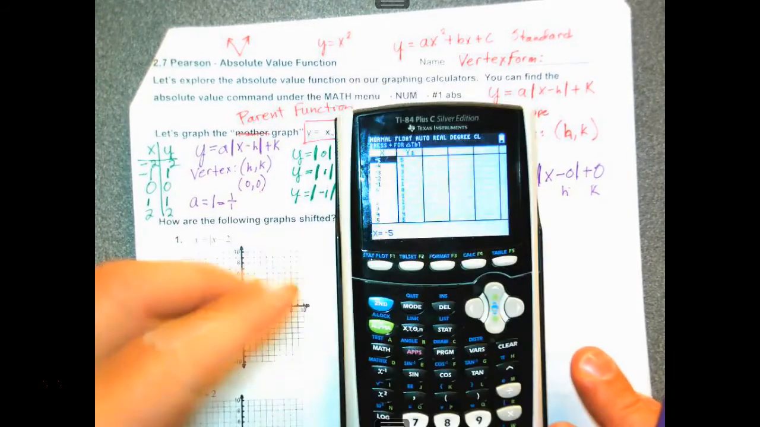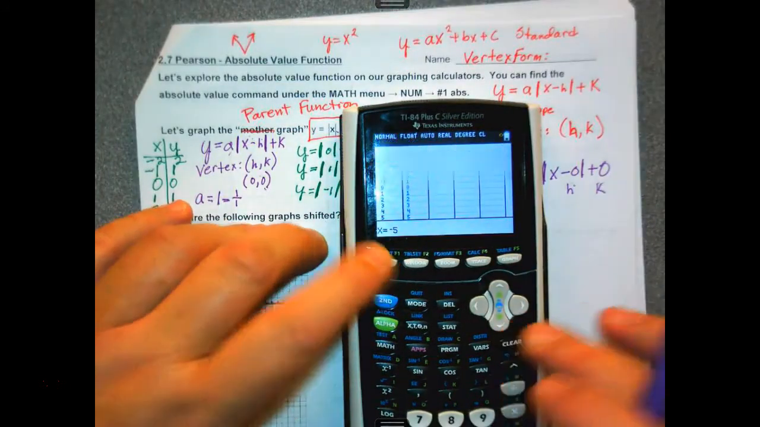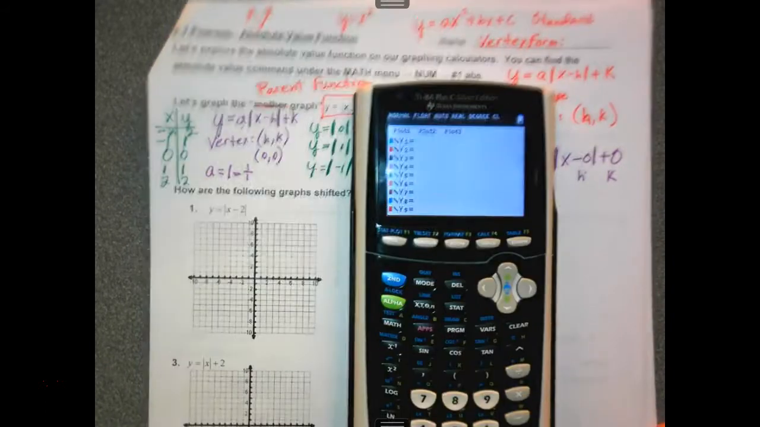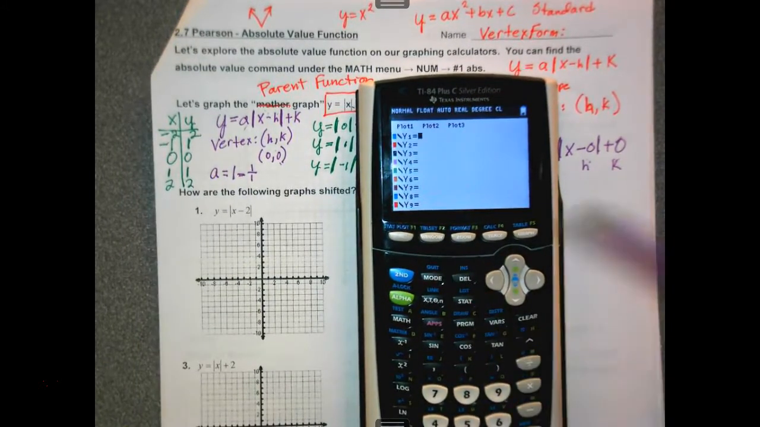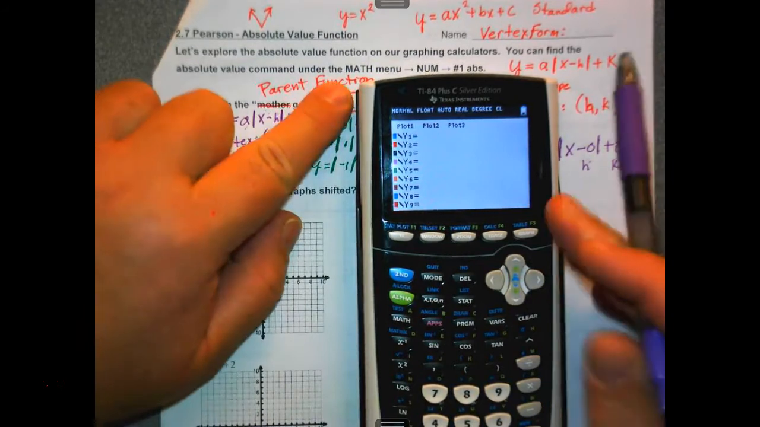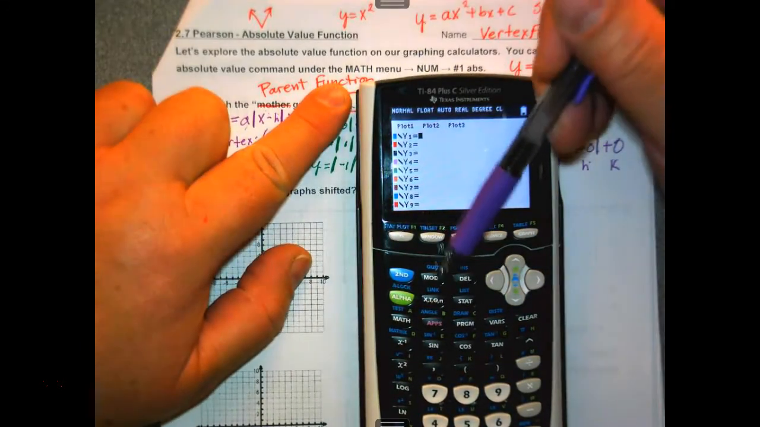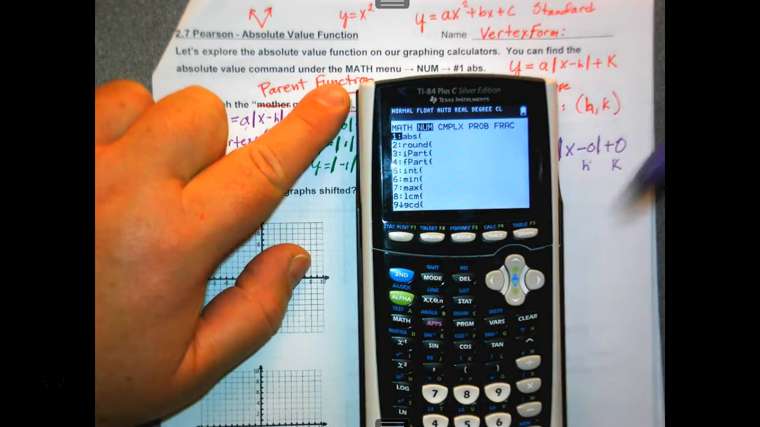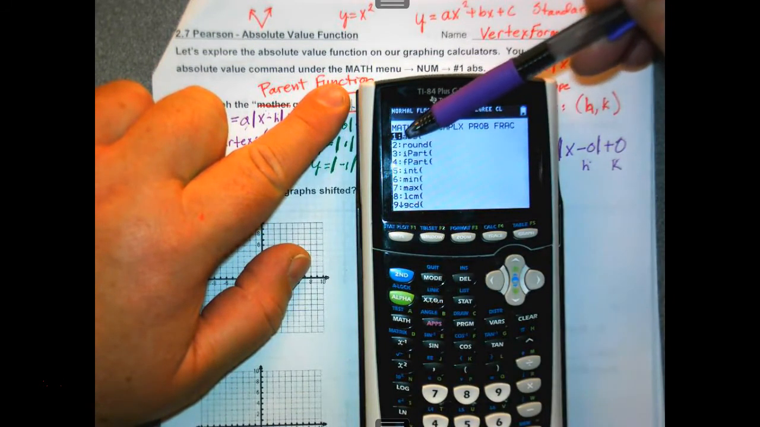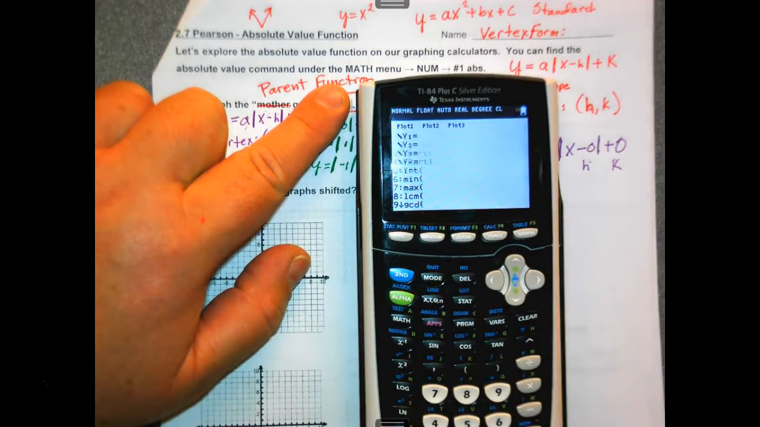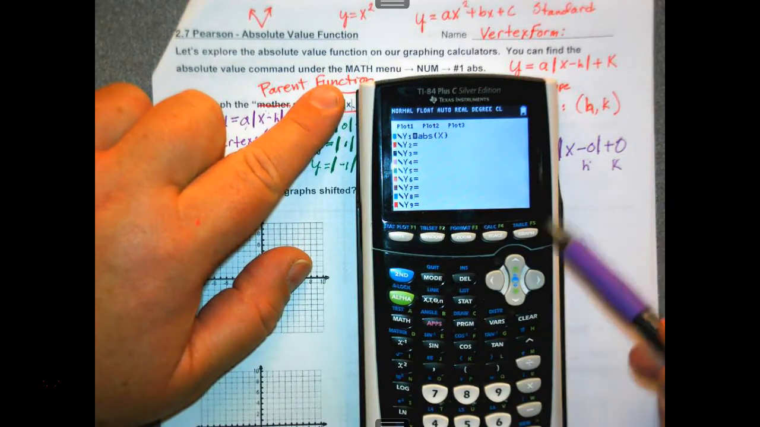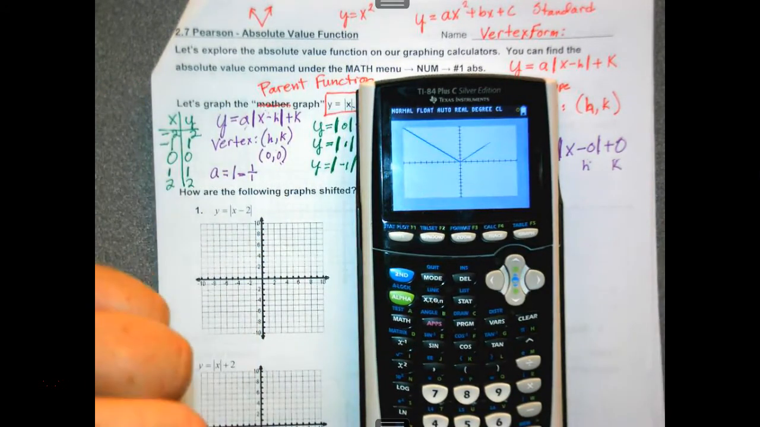I'm going to graph a function. So I'm going to go to y equals. Hit the y equals button. Then I'm going to hit my math button, and then I have to highlight num, and then enter because it's already highlighted ABS. Then put in my x, parenthesis, graph. It's the absolute value of x.